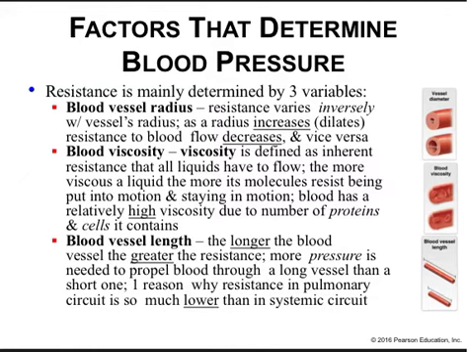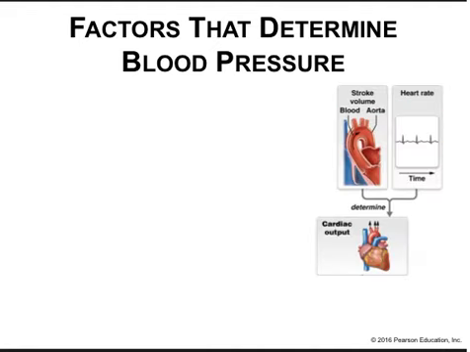And the length of the blood vessel. Basically, the longer the blood vessel, the greater the resistance. More pressure is needed to propel the blood through a long vessel than a short one. This is one reason why resistance in the pulmonary circuit is lower than in the systemic circuit. And it's also why blood pressure tends to go up in individuals who are obese, because when you put on bad weight, adipose tissue, your blood vessels don't get more numerous, they get longer. And so that increases the afterload that the heart has to pump against.